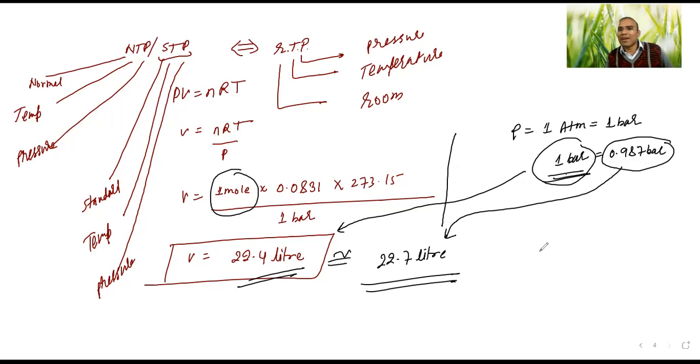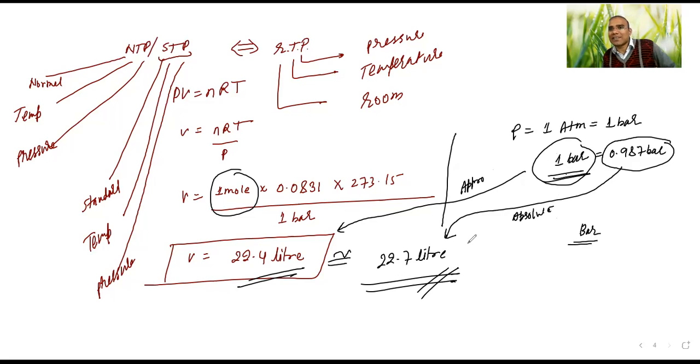Not really. What I'm saying is, if you use the approximation, you get 22.7. If you don't use the approximation, you get 22.4. Approximation, if you are rounding off, gives 22.4. And if you are putting the absolute value, you get 22.7.